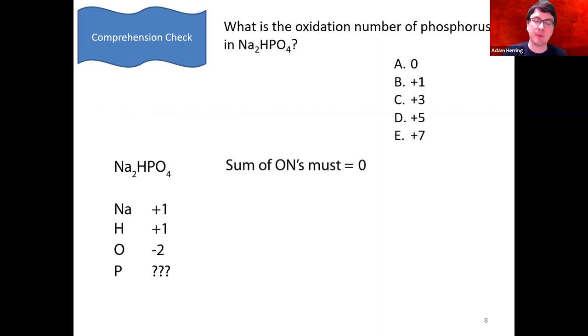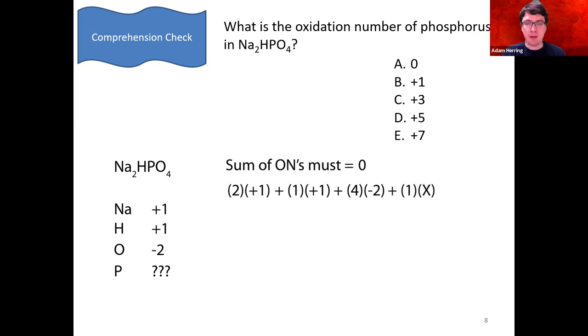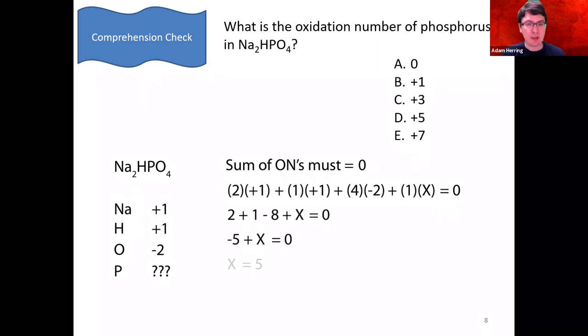What we know is that the sum of the oxidation numbers must add up to be 0 because the charge on the molecule is 0. So we have 2 sodiums, each contributing an oxidation number of +1, 1 hydrogen, and 4 oxygens. If we then count in the oxidation number for phosphorus, that should add up to be 0. So when we simplify and rearrange, we see that the oxidation number of phosphorus must be +5.